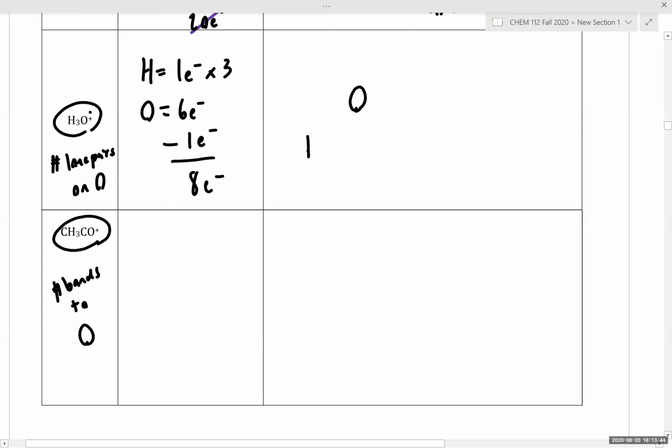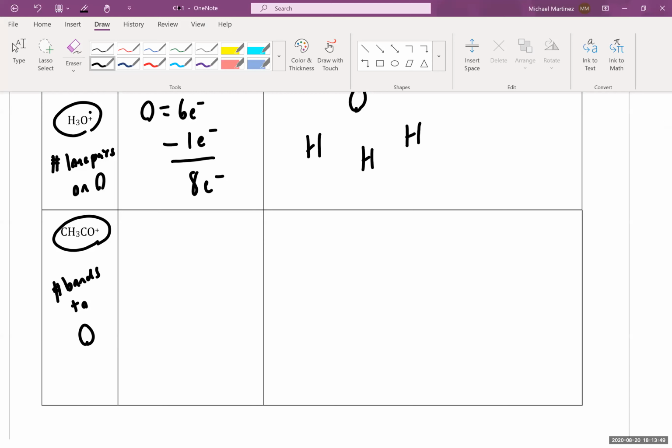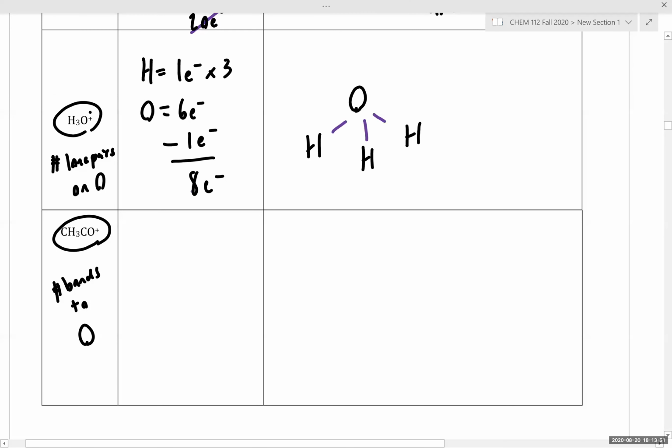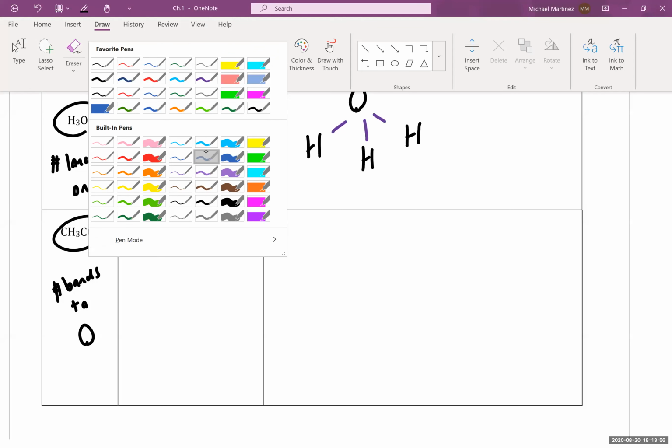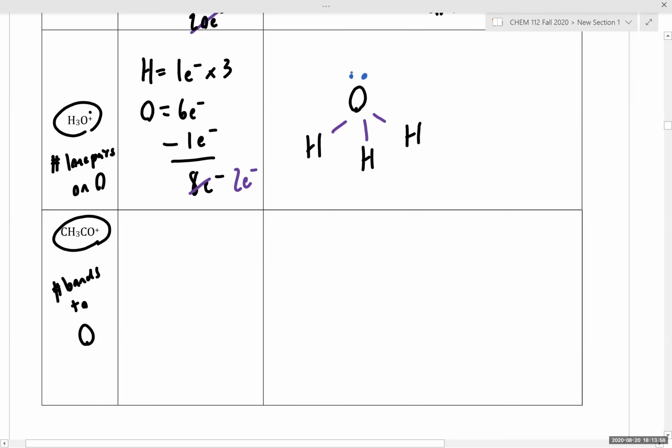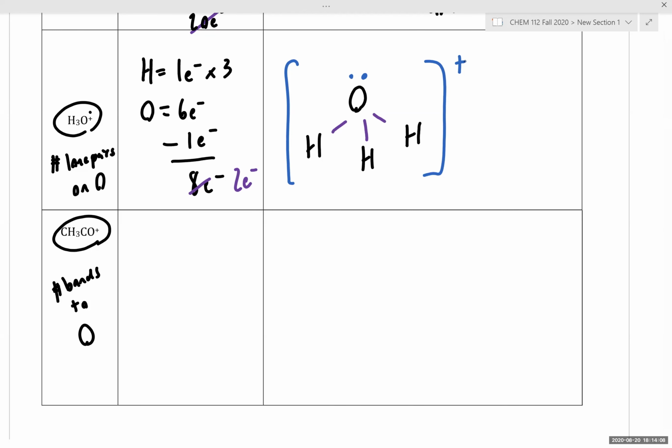We put oxygen in the center, surround it with 3 hydrogens. We form 1 bond each. That gives us 2 electrons. And then finally, we place our lone pair on oxygen, and we place our entire structure in brackets with a positive charge to denote that this species is a cationic species. This is known as hydronium. It's commonly produced as a byproduct from many acid-catalyzed elimination reactions.